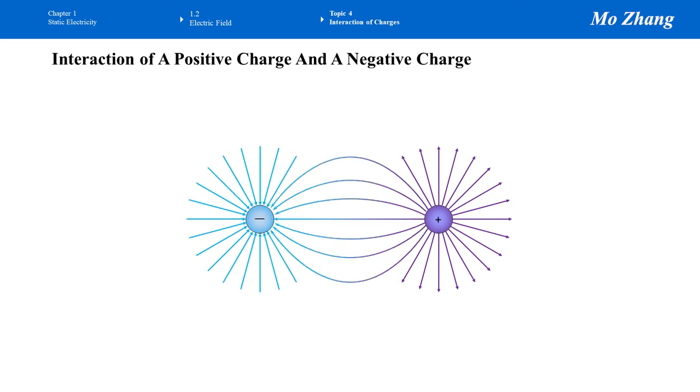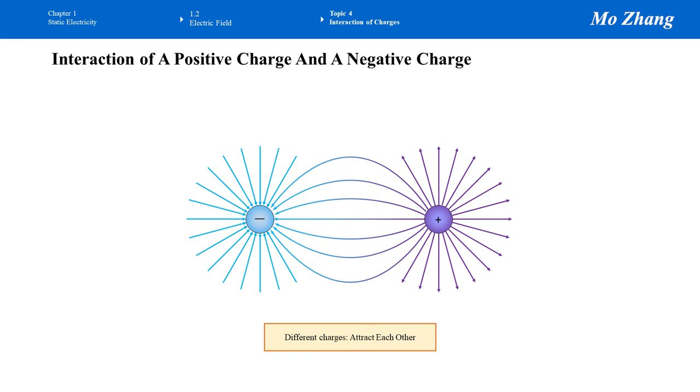As you can see, once we place them closer, the field lines coming out of the positive charge enter the negative charge. Or we can say the field lines of both charges are connected. They are holding hands. So our conclusion is different charges attract each other.